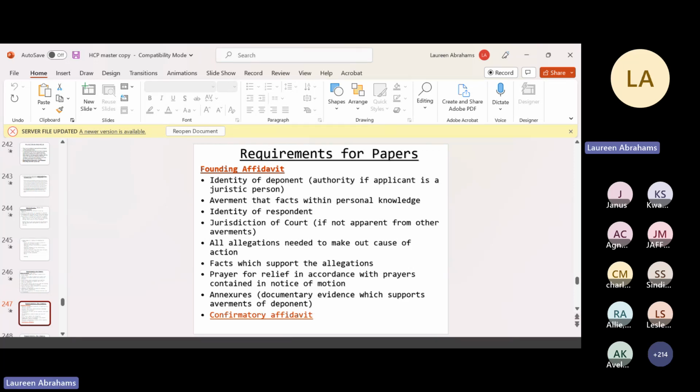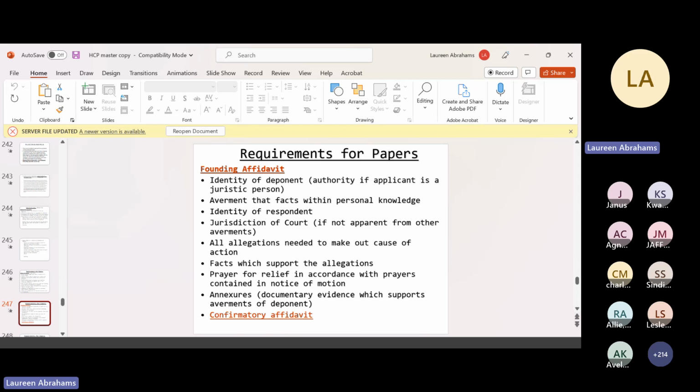Then he will identify the respondent. Now you also follow Rule 17, which is the rules for citation: the name by which the respondent is known to the applicant, the occupation, the address, and the gender. And then the jurisdiction of the court.